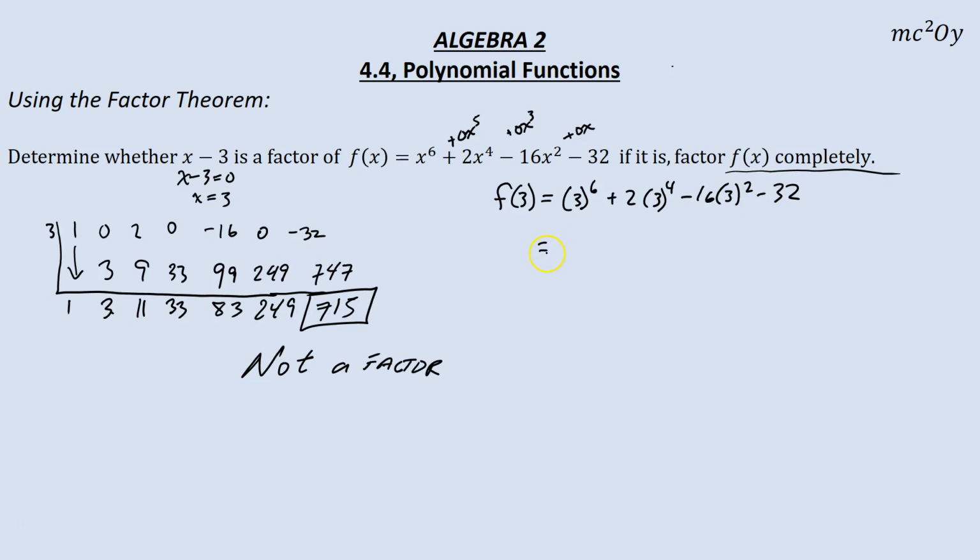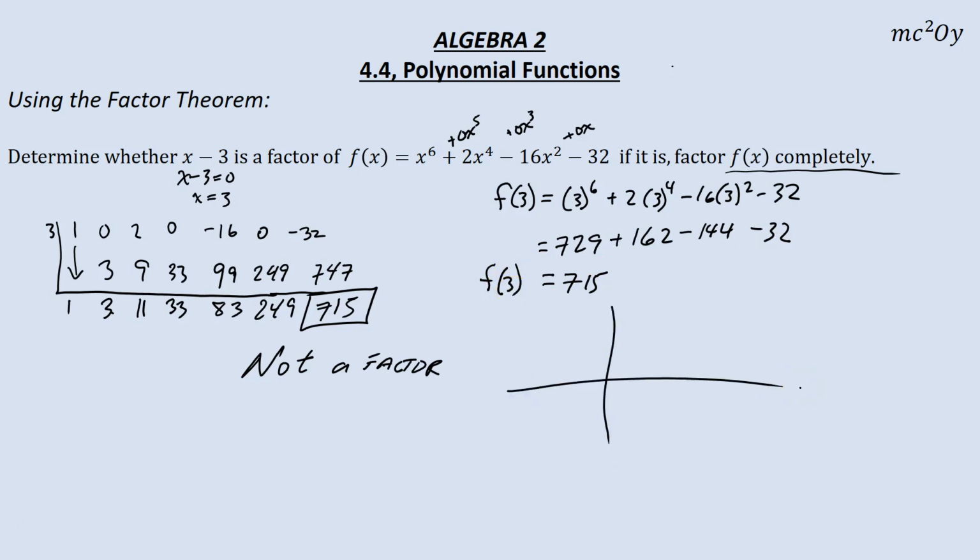Okay, which in that case you get 729 plus 162 minus 144 minus 32. I've calculated those out earlier, and that would still give you 715. So f of 3 is 715, which does tell you one thing.